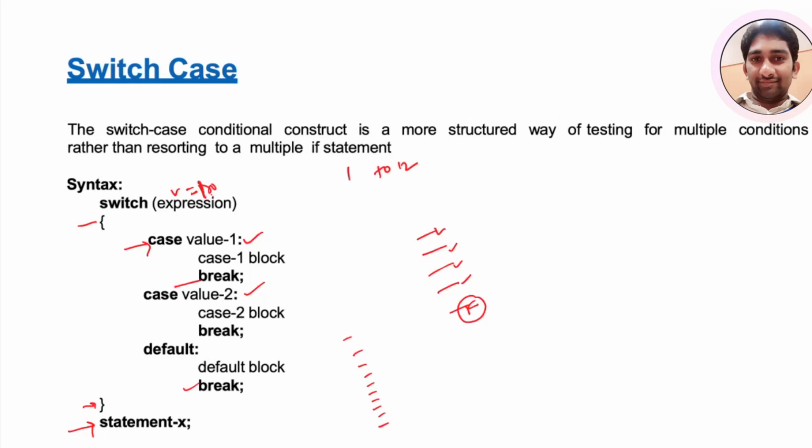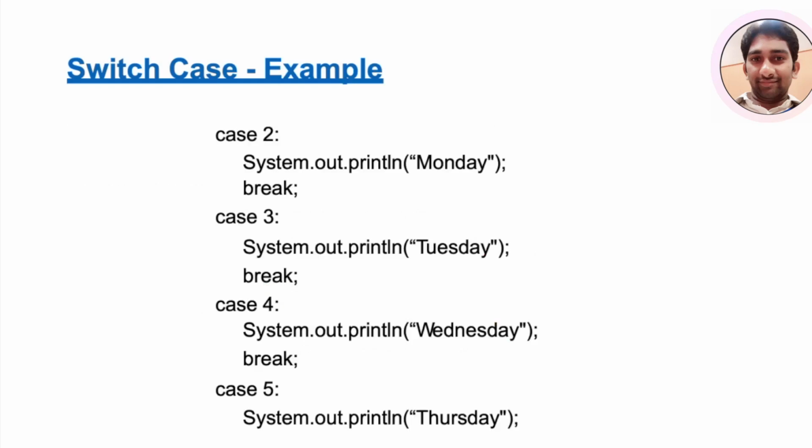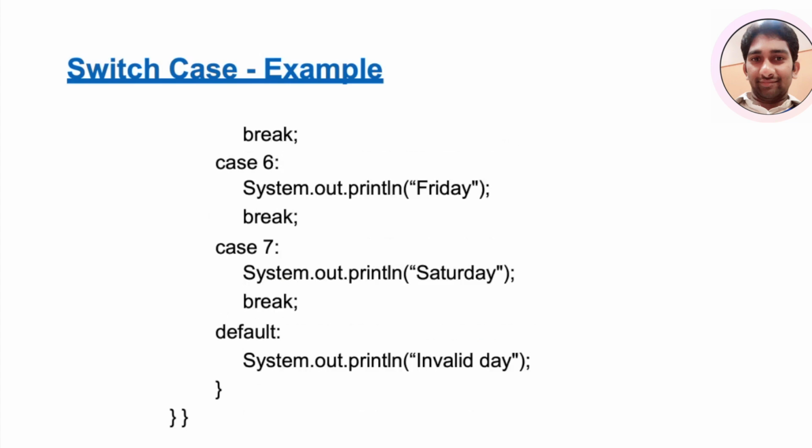We'll do one program regarding this. Let's take a simple program where we take the weekday. We're reading a number from 1 to 7. If weekday is equal to 1, then it will print Sunday. If weekday is equal to 2, then directly it will go to the second case, Monday. Then 3, 4, 5 similarly.